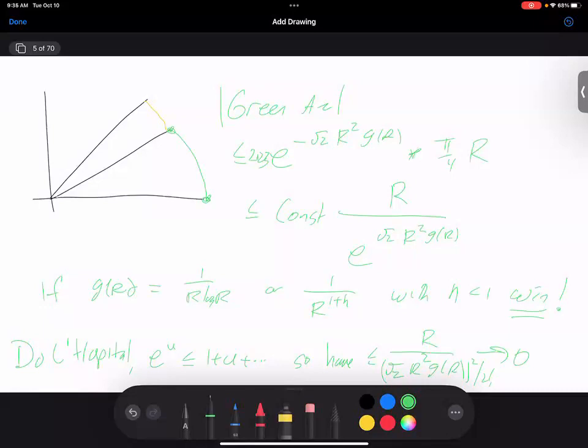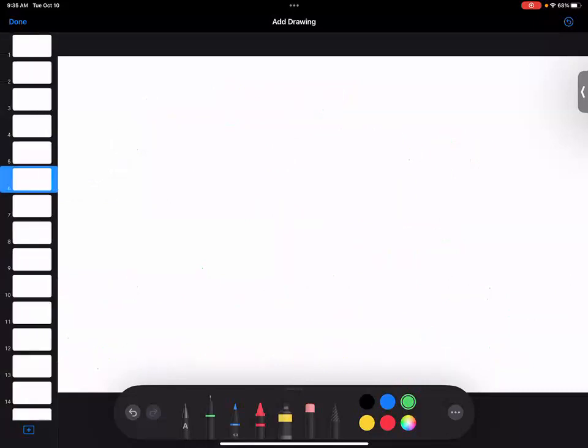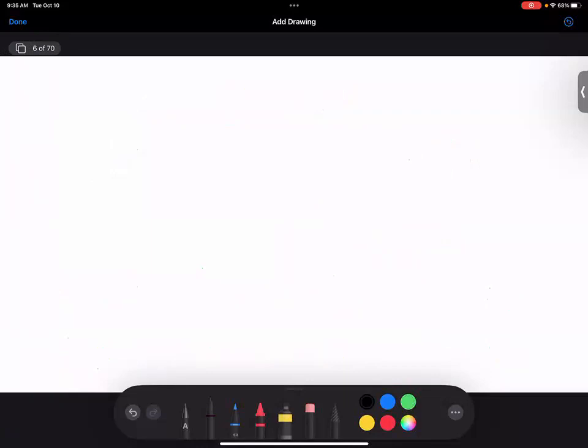So you can either use l'hôpital or you can use this. This now shows that we don't have to worry about that arc. So all we have to do now is just deal with the integral along this line, where this has length r, and this angle is pi/4.